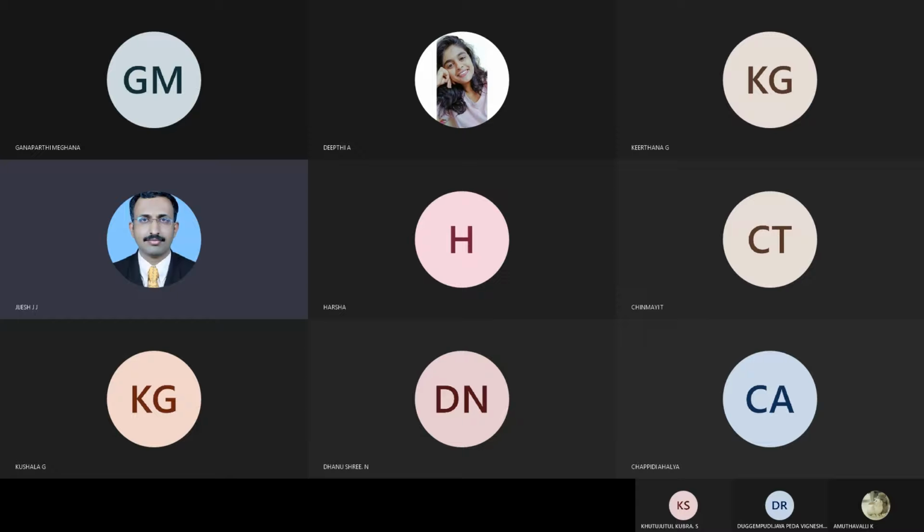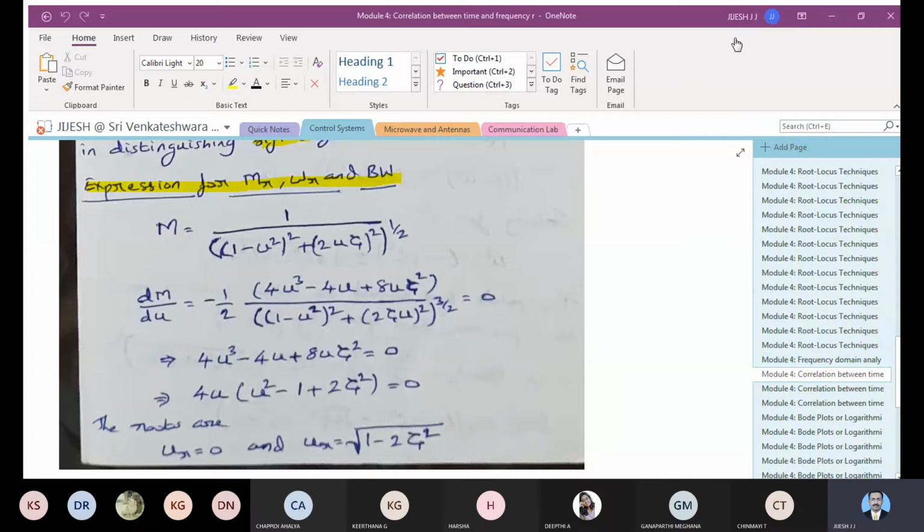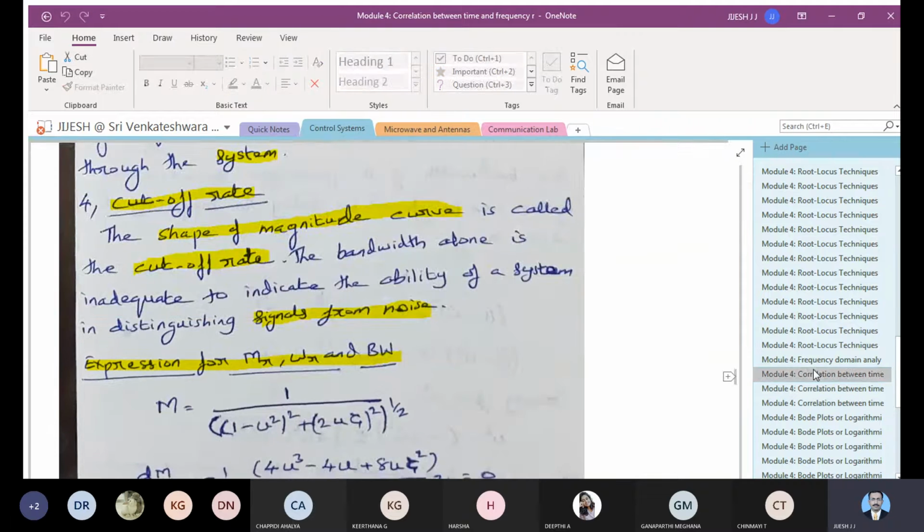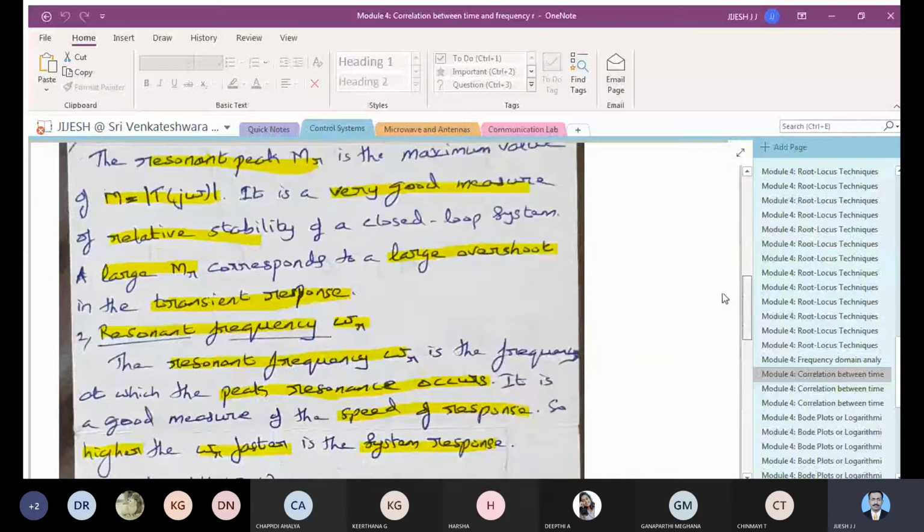We are going to start with the topic we have been discussing in the previous class, that is frequency domain analysis, and we had to discuss the expressions for MR, omega R, and bandwidth. So we have already studied all these things before. It's relevant, equations we have to see.